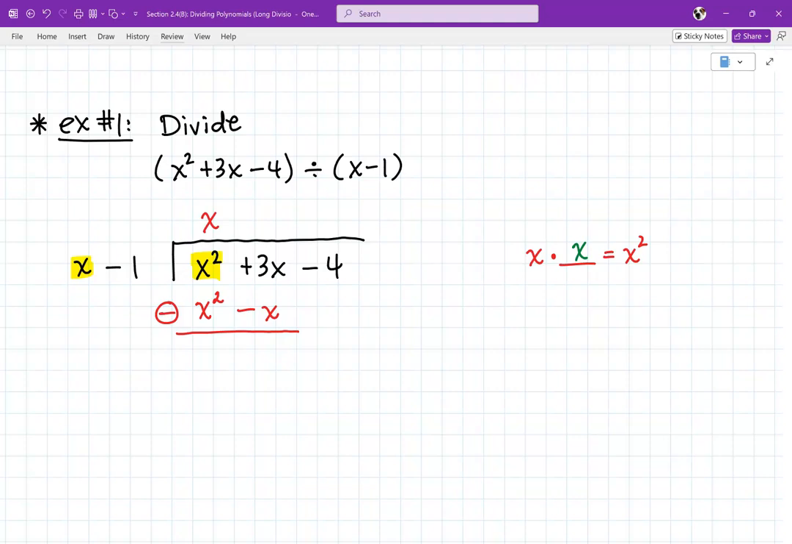I asked myself, how many times does it fit in? X times. Let's get x. Let's multiply it times the thing in the front. I did that. I write it down on the bottom. Now I subtract. That's what I've done before. X squared minus x squared, that cancels.